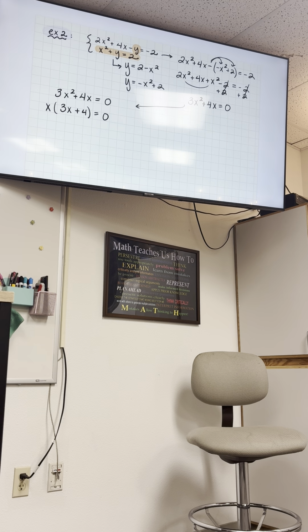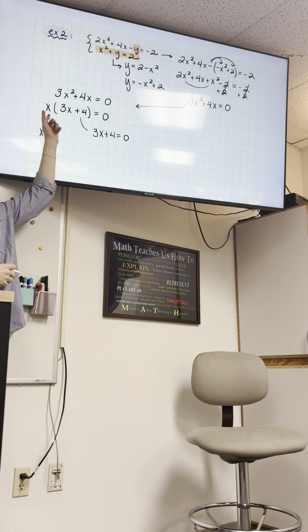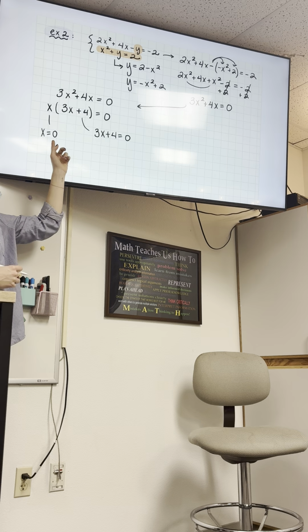x times 3x plus 4 equals 0. And this is still that zero product property where we can then set each of these equal to 0. All that means is that one of our solutions is actually 0. So whenever you perform factorization, you get a single x by itself. That's a solution. It's saying one of the solutions is 0.